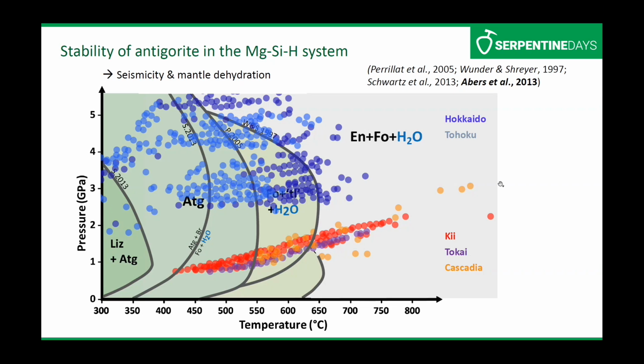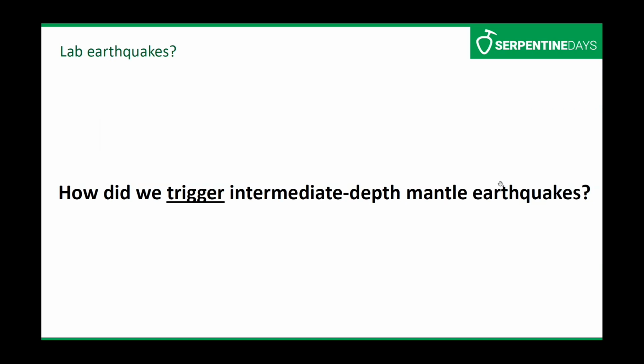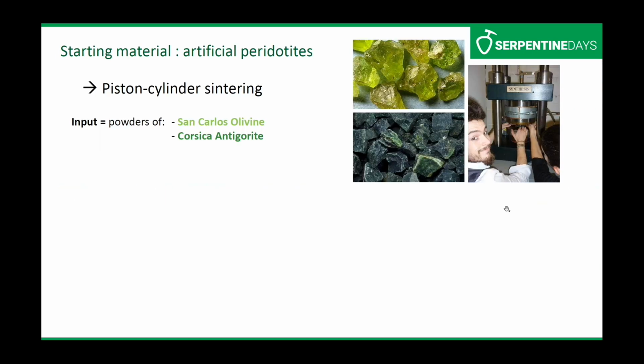So how did we trigger intermediate depth mantle earthquakes? We took San Carlos olivine and Corsica antigorite, which is known as a relatively homogeneous antigorite, and we can have it in quite large quantities.